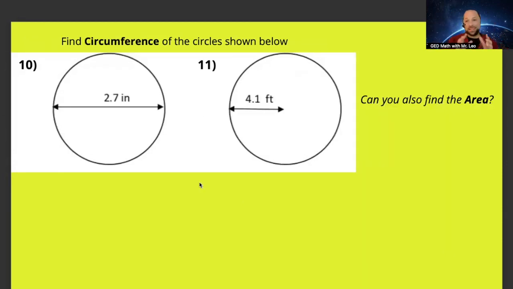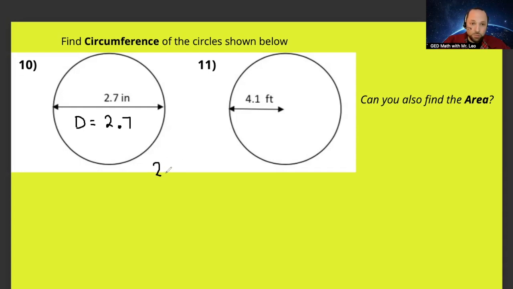Okay, how about these two right here? Number 10 and 11. Find circumference of the circle shown below. Bonus question, can you also find the area? Okay, so let's look at this first one here. It's a good idea when you see stuff like this. First off, let's just write down and label. What do we know? What are they indicating here? Is this a radius or a diameter? This is a diameter because it's going all the way across the circle. The diameter is 2.7. So what would the radius be?